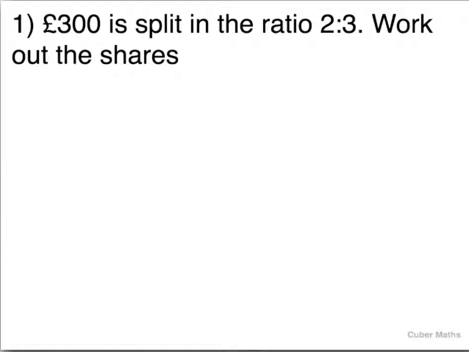We have our first problem and it says £300 is split in the ratio 2 to 3, work out the shares. So the first thing we need to do is underline our ratio 2 to 3. Now what we need to do is add 2 and 3. So 2 and 3 is equal to 5. So that's how many shares there are in total.